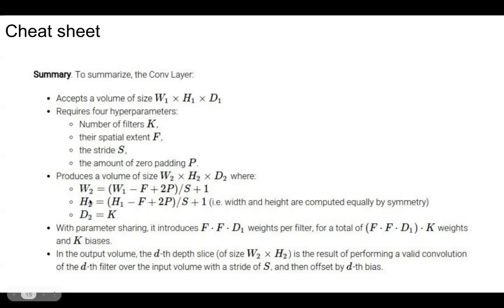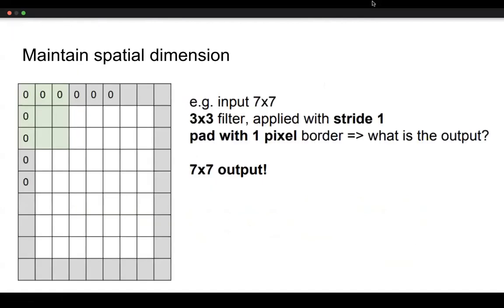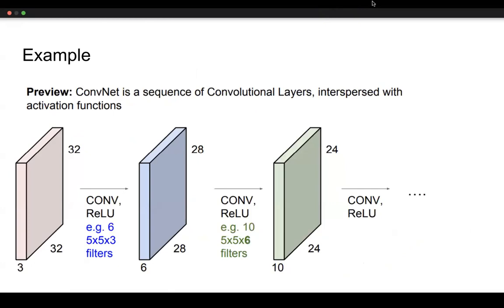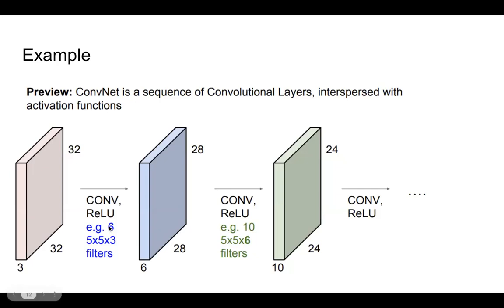Similarly, H2 is the same, since the width and height of the image are generally the same because of the square, they have the same formula. And the depth of the image will depend on the number of filters. So D2 is equal to K. So if you go here, you can see we had 6 filters of 5 by 5 by 3, we had 6 layers. So there are 6 convolutional filters, you get 6 in the depth.